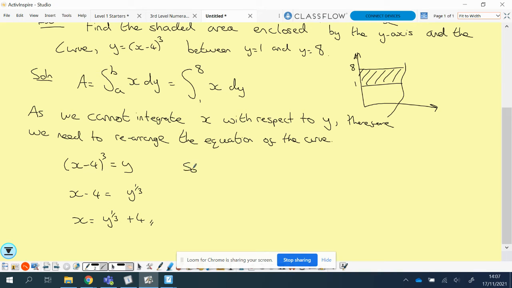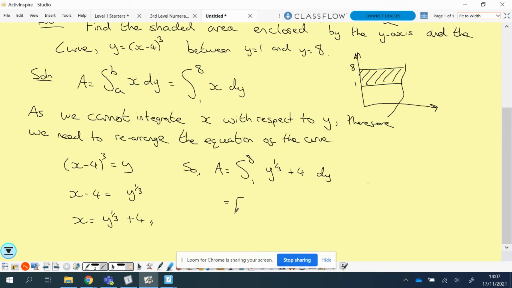So, area between 8 and 1 of y to the power of a third plus 4 dy. Okay, I've just substituted x in my formula for what x equaled there. You okay with that step there, yeah? And now you can see I can actually integrate this. I'm just integrating with respect to y. Okay, so I'm just treating these like how I would have at Higher last year.